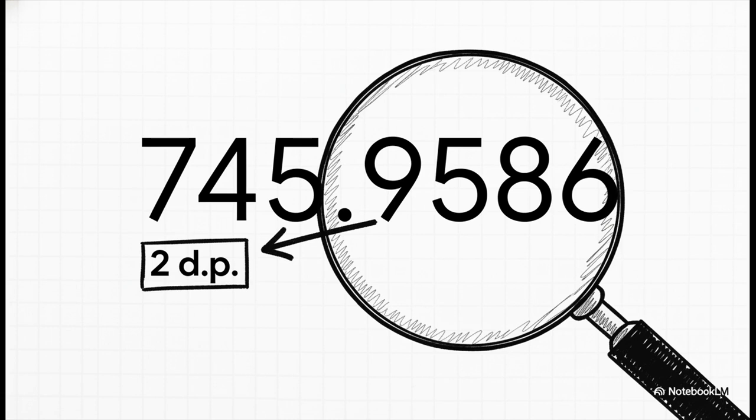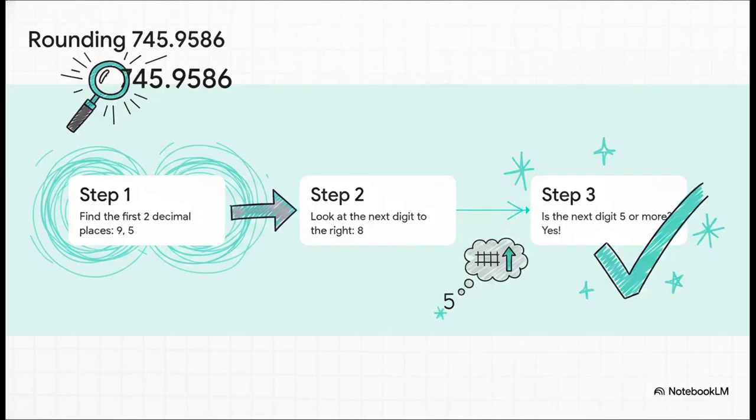We need to correct the number 745.9586 to 2 decimal places, or as you might see it written, 2dp. So the most important thing here is that we start counting after the decimal point. That's the key. So the first decimal place is the 9, and the second one is the 5. That 5 is the one we're focused on.